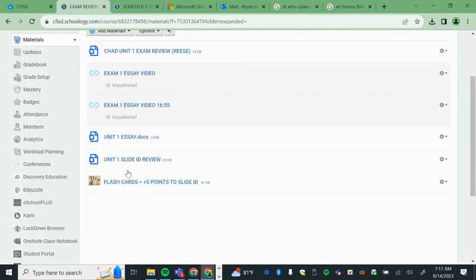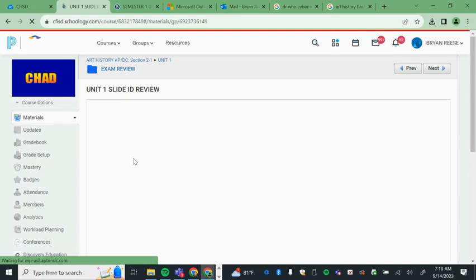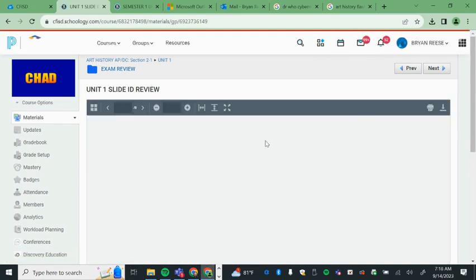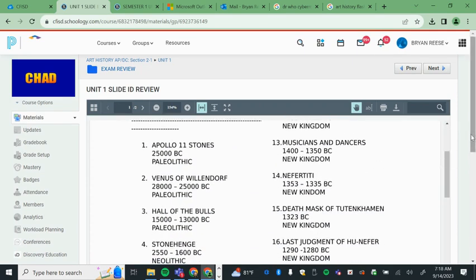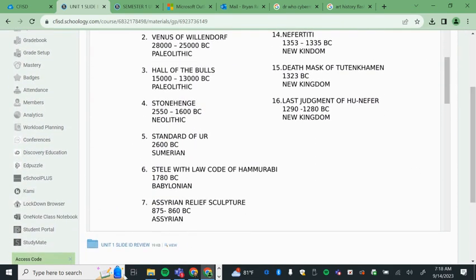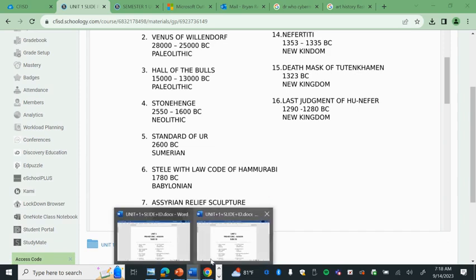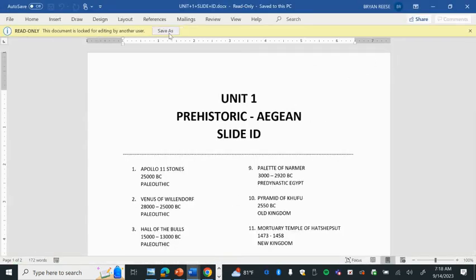What I put in yesterday is the slide ID review, and look how messy this looks on here. So what you're going to do is click on this down here, and that is going to bring up this document here.